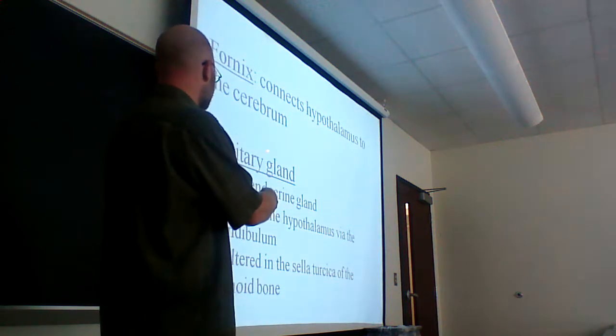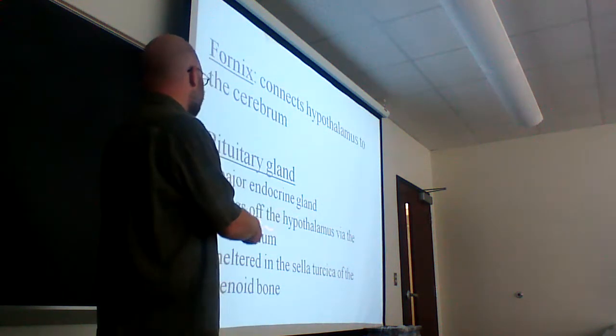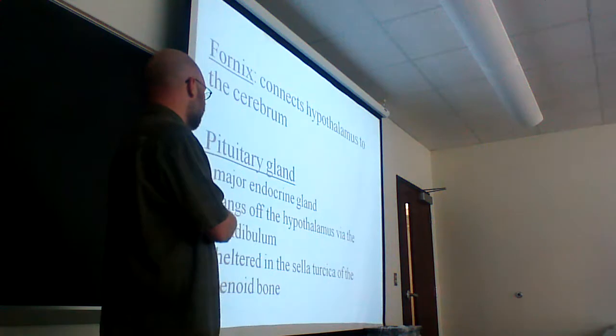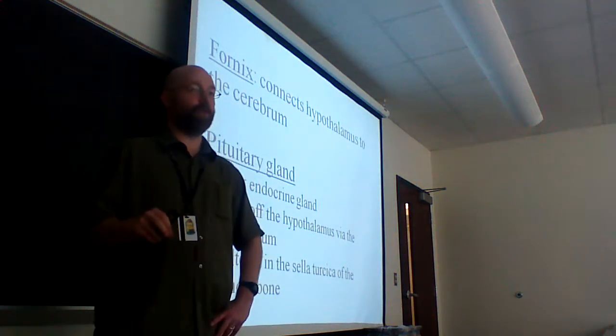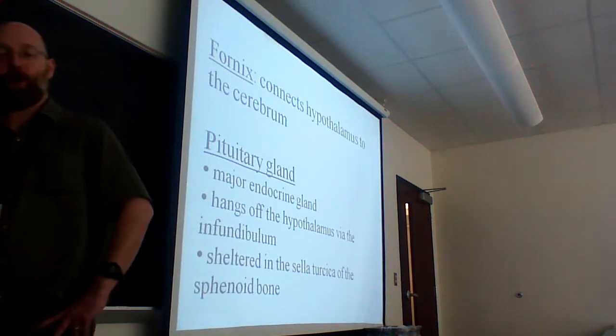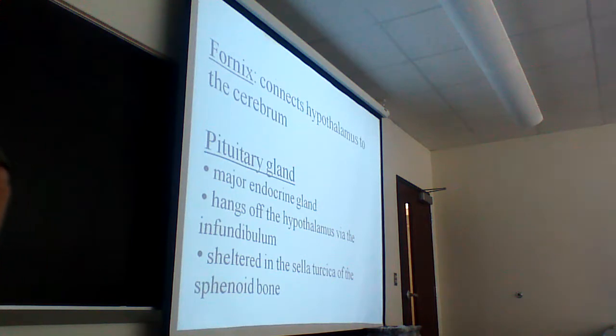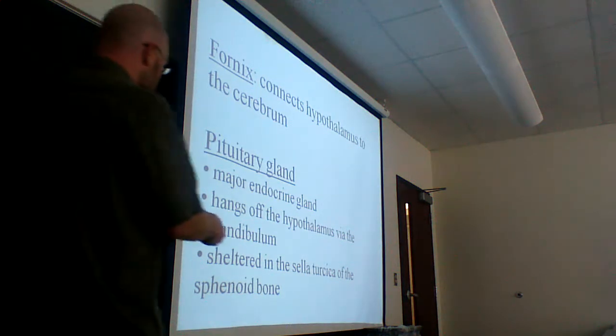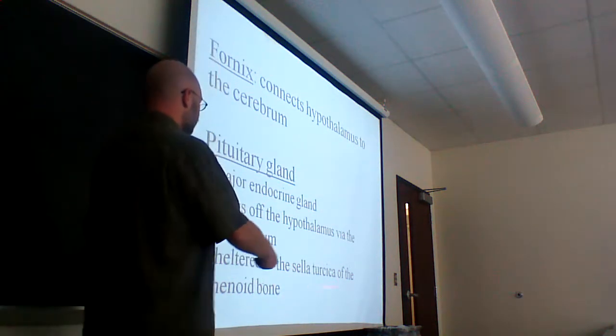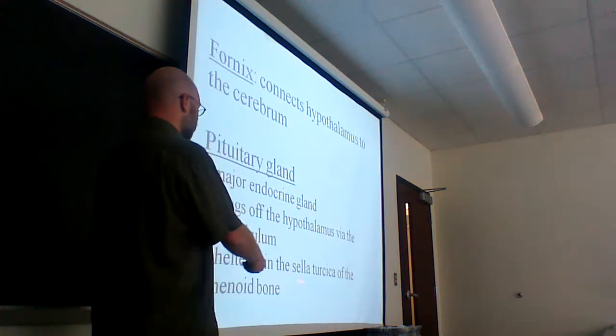Pituitary gland hangs off of the hypothalamus by the infundibulum. We won't actually see the pituitary glands in those brains upstairs because the meninges have been removed, and that rips off the pituitary gland as well. But we'll be able to see the location that it was connected. The pituitary gland is sheltered within this feature that we learned previously.